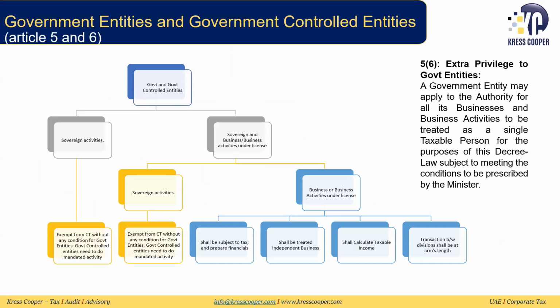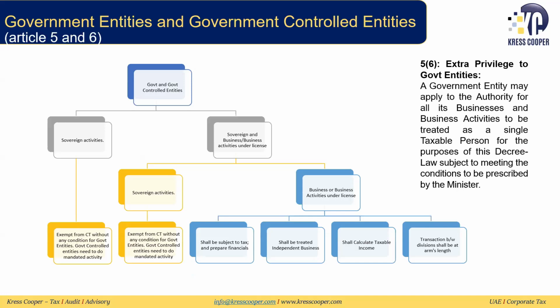For sovereign and business activities, if they're doing mixed, under the license, some business activities as well, the sovereign activities would get the same treatment, but for business activity, they will be subject to tax. They need to prepare financials for their business activities separate from the government sovereign activities. This will be treated as an independent business. The business activities that they're doing through the trade license, they will calculate the taxable income and file their return for that, like we discussed earlier in the earlier slide.